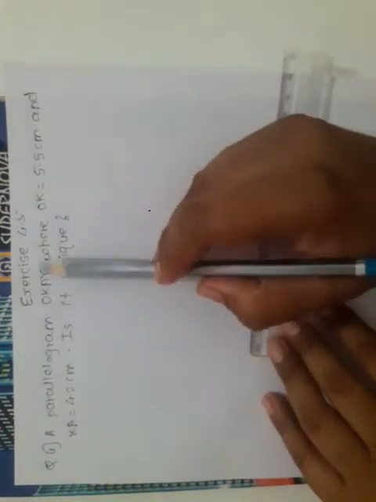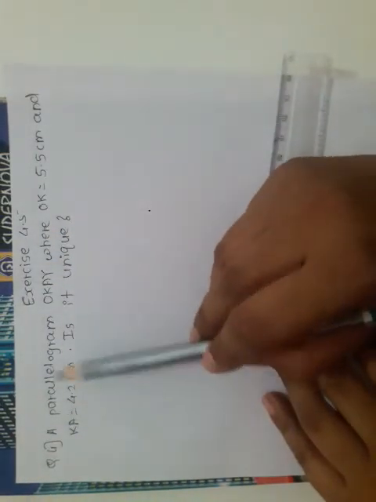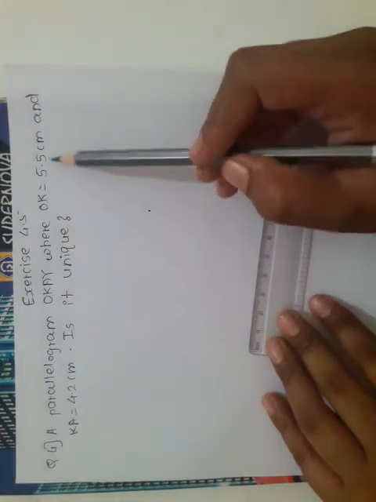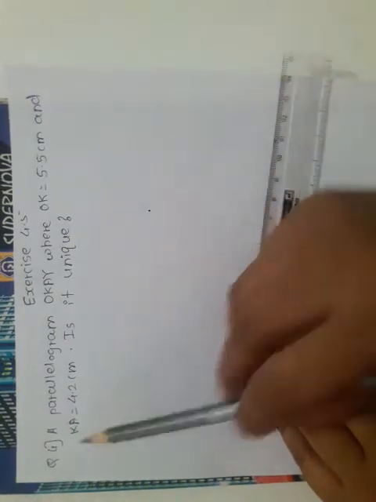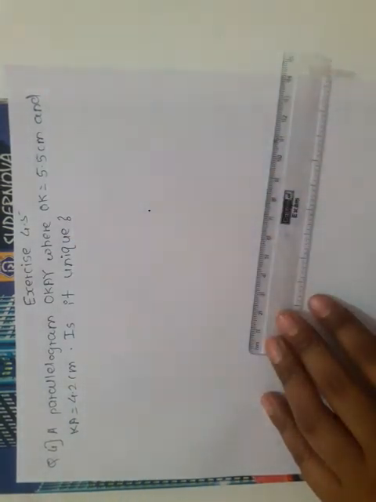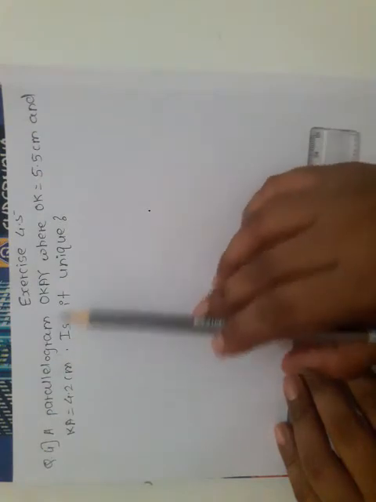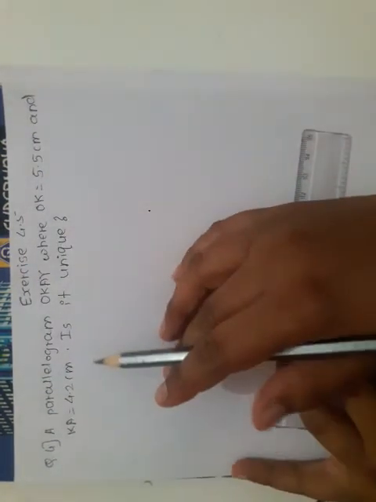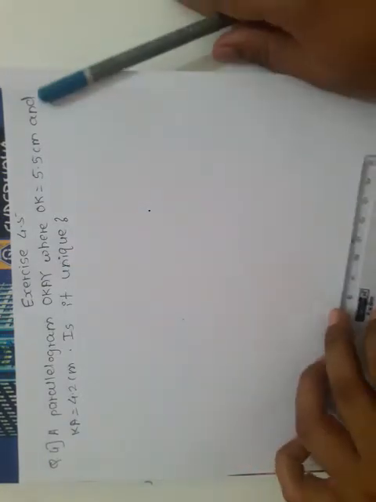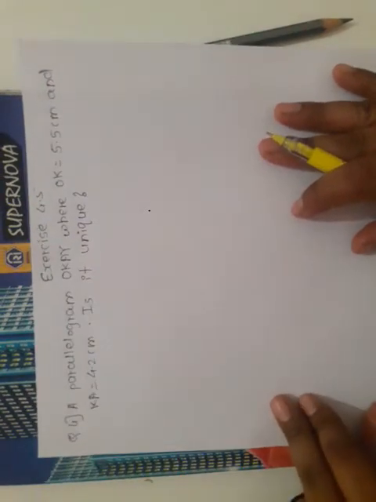Take the example of exercise 4.5 question number 4. Construct a parallelogram OKAY where OK is equal to 5.5 centimeter and KA is equal to 4.2 centimeter. Is it unique? We have to show whether the parallelogram OKAY is unique or not. In this example, we have to construct the parallelogram OKAY, where OK is 5.5 centimeter and KA is 4.2 centimeter.